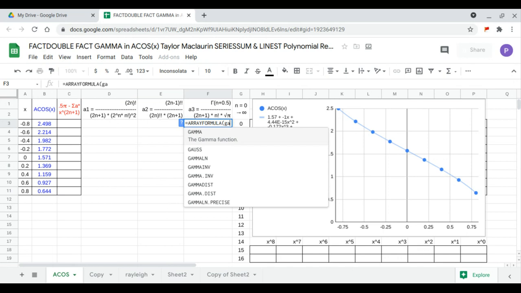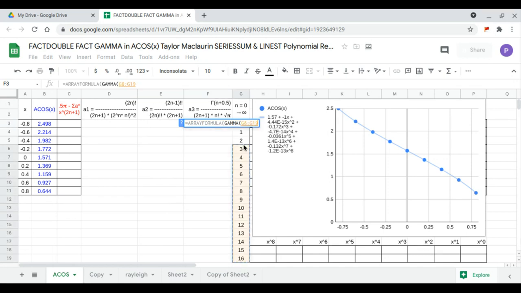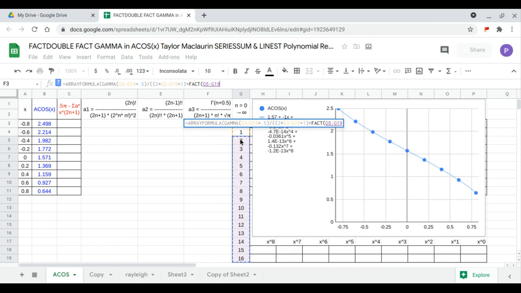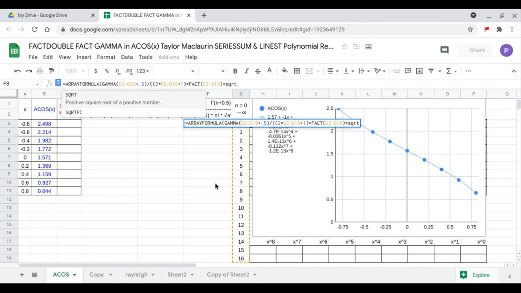So array formula, gamma of n plus 0.5, all over. The denominator has 3 parts. The first part is 2n plus 1. So 2 times n plus 1. That's the first part. And because there are 3 parts, we add another parenthesis here. The second part will be factorial of n. That's the second part. And the third part, square root of pi. And enter.